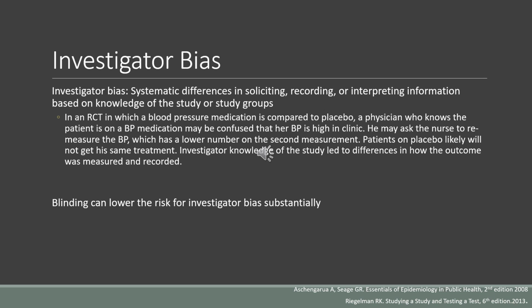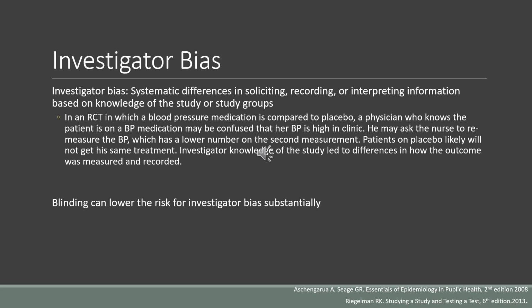And the last information bias we'll look at is investigator bias, which can be defined as systematic differences in soliciting, recording, or interpreting information based on knowledge of the study or study groups. Let's say, for example, you have a randomized control trial in which you're assessing a blood pressure medication against placebo.